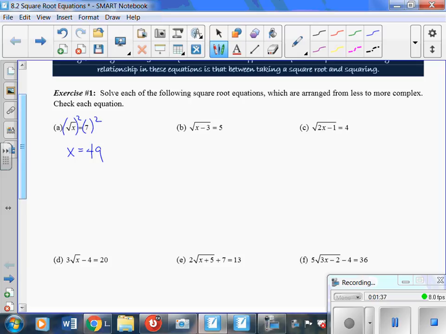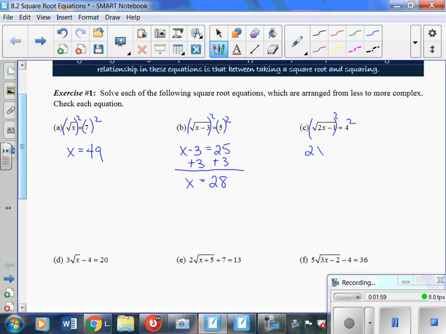All right, so now we have here, it's isolated. We can square both sides. So you get x minus 3 is equal to 25. Add 3 to both sides. And if it's okay with you, I am not going to check them just to save a little bit of time. X is 28.